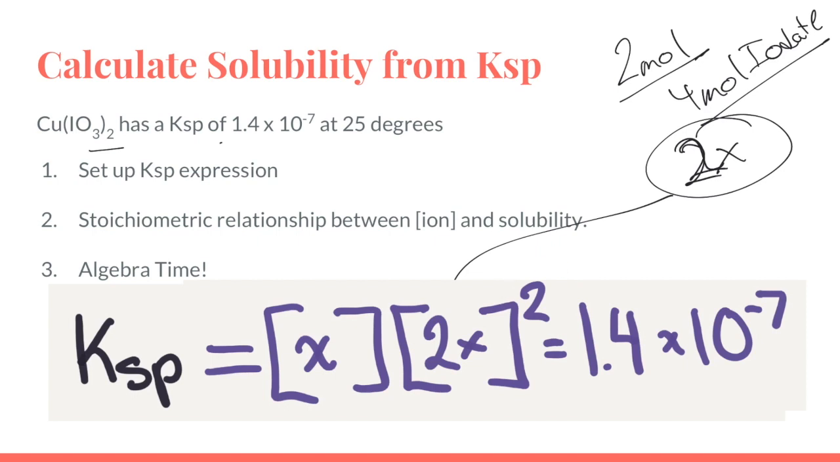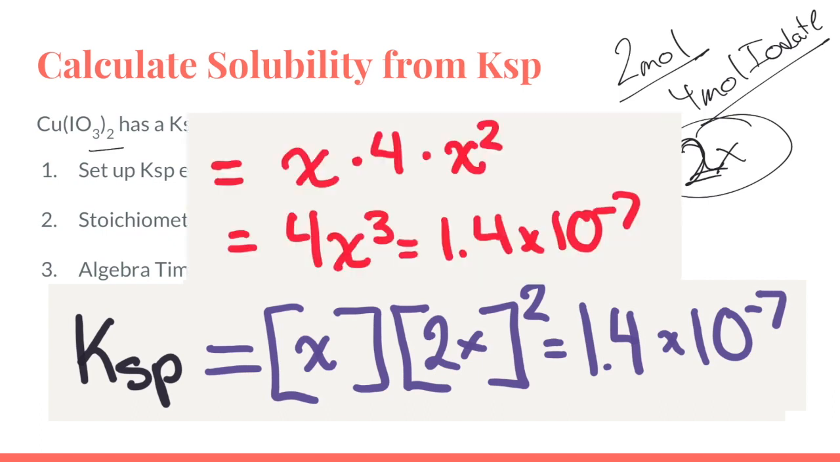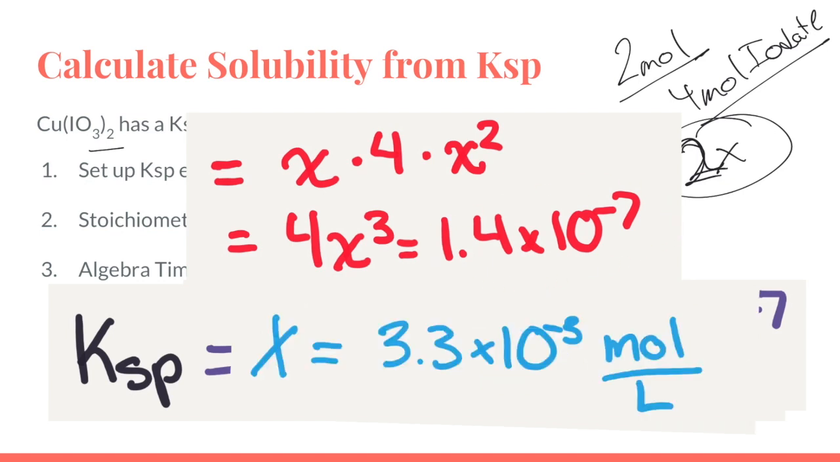Then the very last step is algebra. Just solve. On the off chance that you're having a moment and you can't quite remember how to do the algebra, I have first distributed the exponent, so 4x squared. Then I multiply it all together, and I get 4x to the third equals 1.4 times 10 to the negative 7th. I'm going to divide by 4 and then take the third root of the number I get on the right side. Then my answer is 3.3 times 10 to the negative third moles per liter is the solubility of copper iodate at 25 degrees.